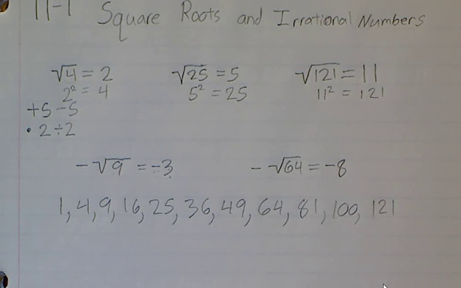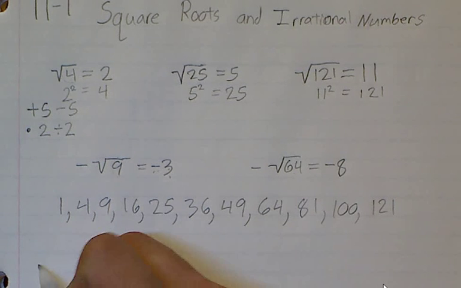So all these are perfect squares. If I were to take the square root of any of these numbers here, it would come out nice and neat. I would have a whole number as my answer. The problem is we're not always asked to take the square root of the nice answer numbers. Sometimes we're going to be given numbers like, well, like this.